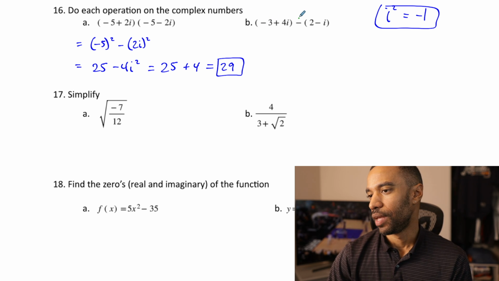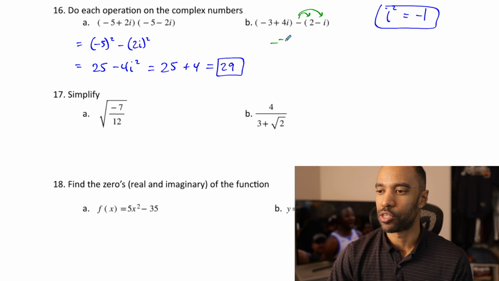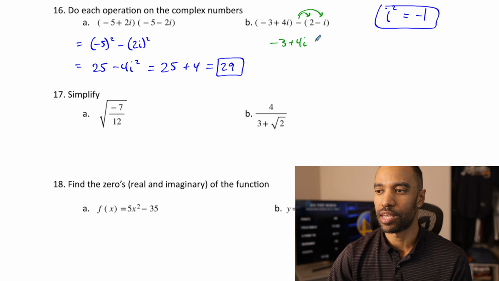Part B, I get to distribute this negative into here, rewrite this without parentheses. This is going to be just like the problems with x's in them, plus i, right?